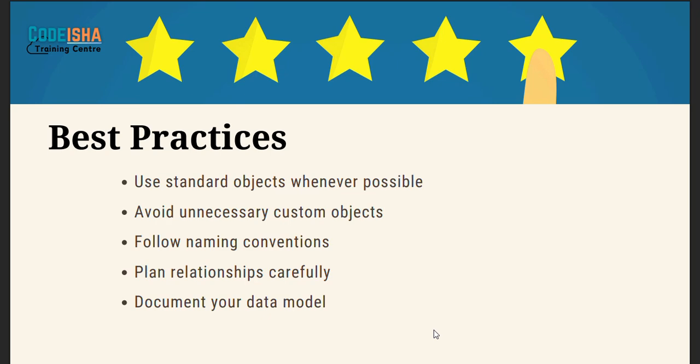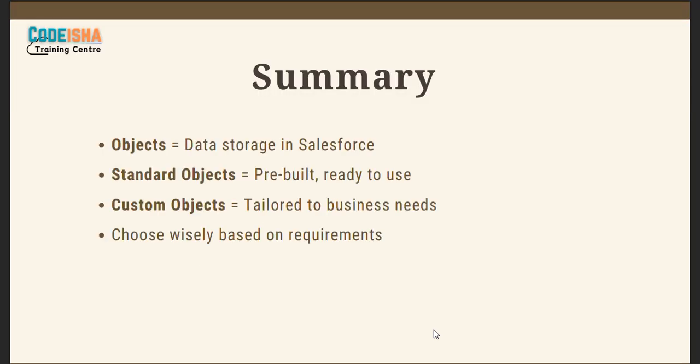And here is the summary of whatever we have done in this session. Objects are data storage in Salesforce, standard objects are pre-built and ready to use, and custom objects are tailored to our business requirements. When our business requirements are not satisfied by the standard objects, that time we need to go with custom objects, and choose wisely based on your business requirements. Don't go with custom objects every time. I hope everything is okay up to here, right?